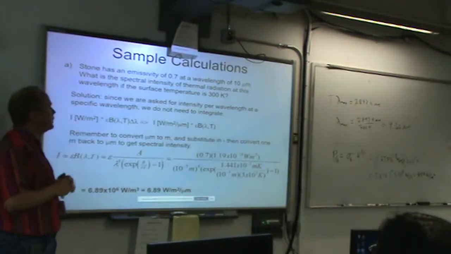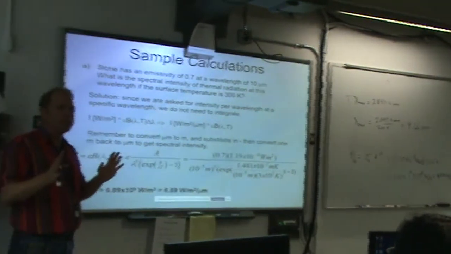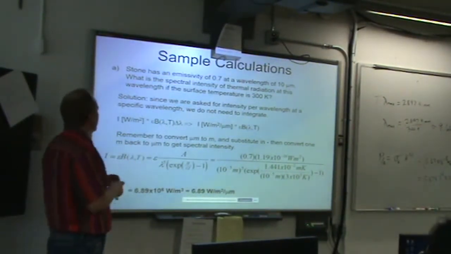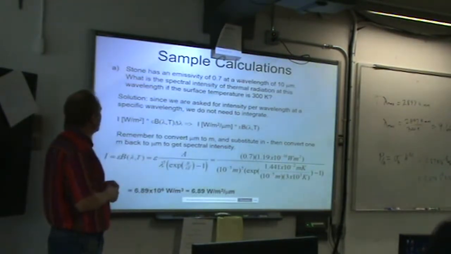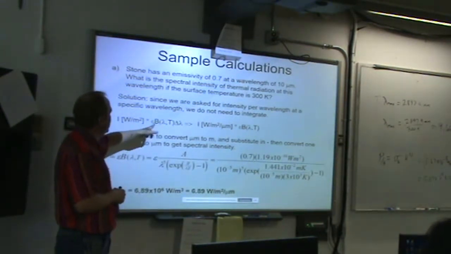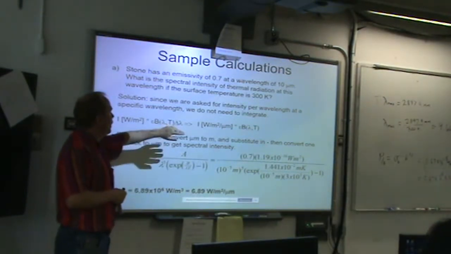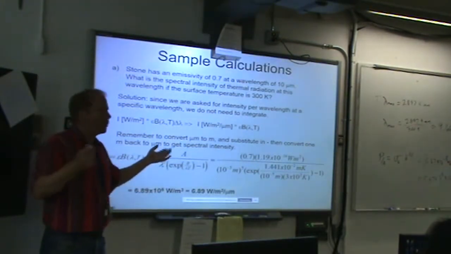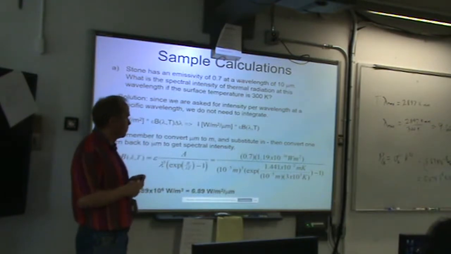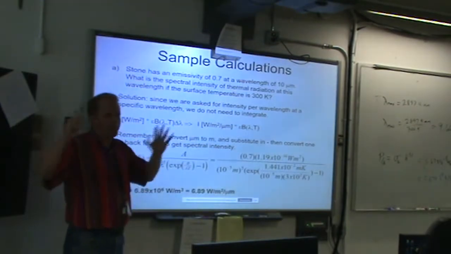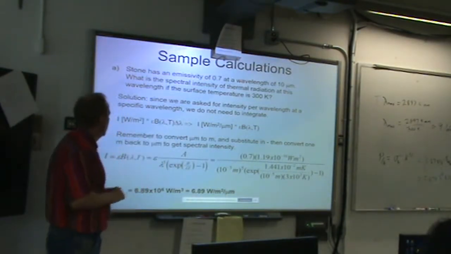Now we're doing it at a specific wavelength, so we don't have to integrate. In fact, I'm not going to make you integrate these things because that's no fun. So we say intensity in watts per meter squared, really it should be per micron here, equals emissivity times the function times the delta wavelength. We're going to say per micron, so we're going to set that delta wavelength equal to 1.